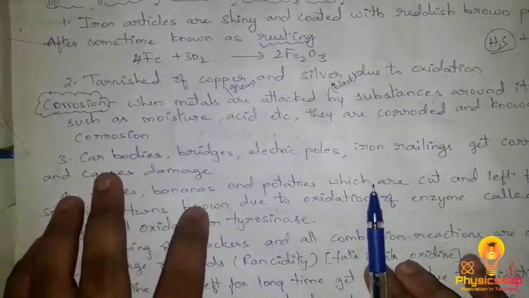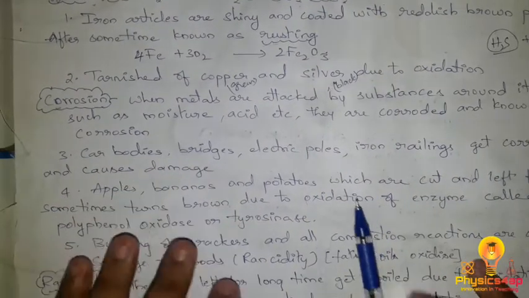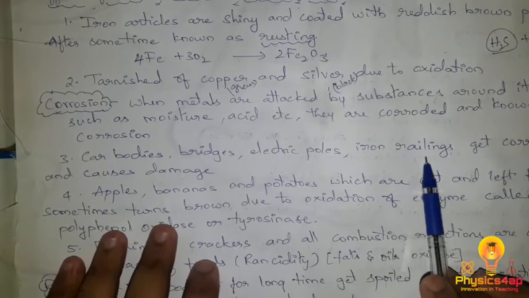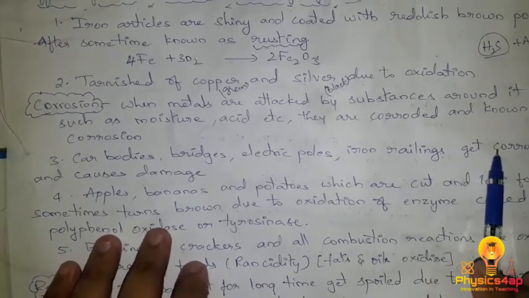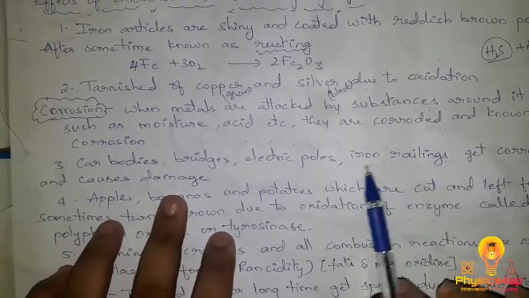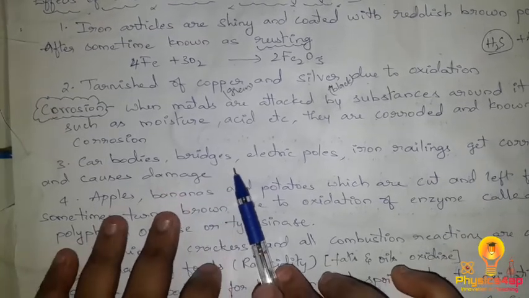And you might have seen the car bodies, the bridges, the electric poles, the iron railings, they get corrosion and they get damaged. So this is the effect of oxidation in our daily life.